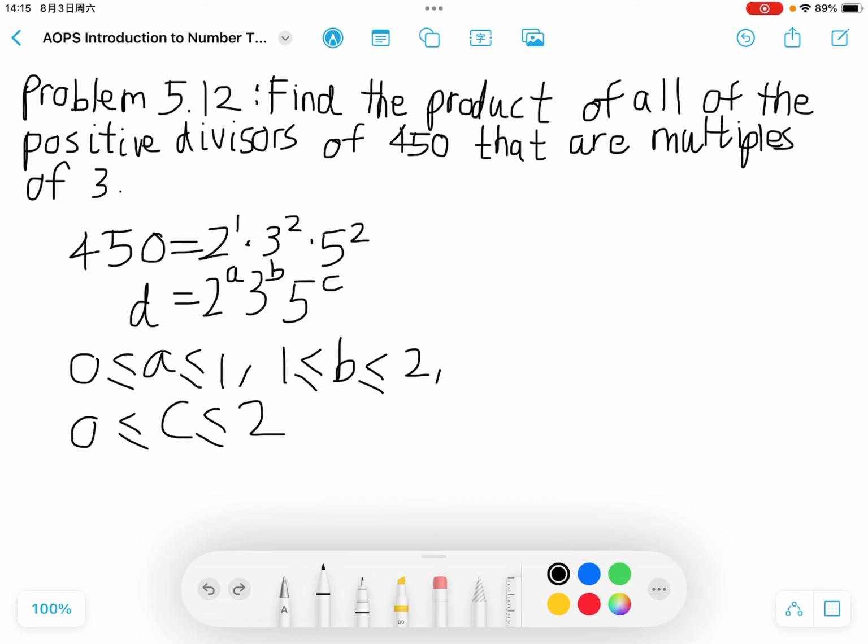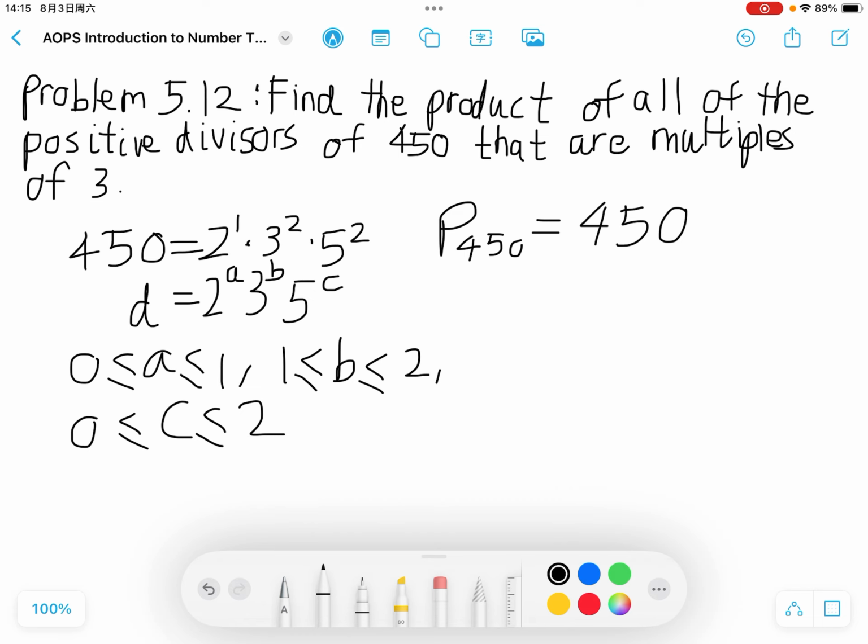Okay, so how do I find the product of all of the possible D's? Because there's obviously more than 1 and also more than 2 D's. So what we can do here is we know how to find the product of all of the divisors of a number. So say I wanted to find the product of all of the divisors of 450. I'm going to use P450 as the product of all my divisors of 450, regardless whether they are divisible by 3 or not. Then P450 is going to be equal to 450 to the power of the number of divisors over 2.